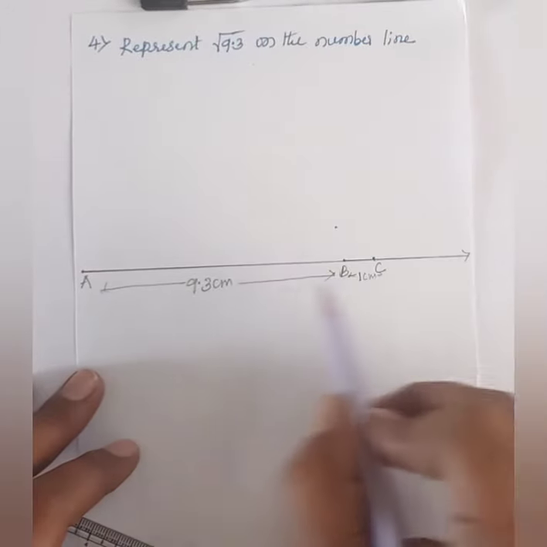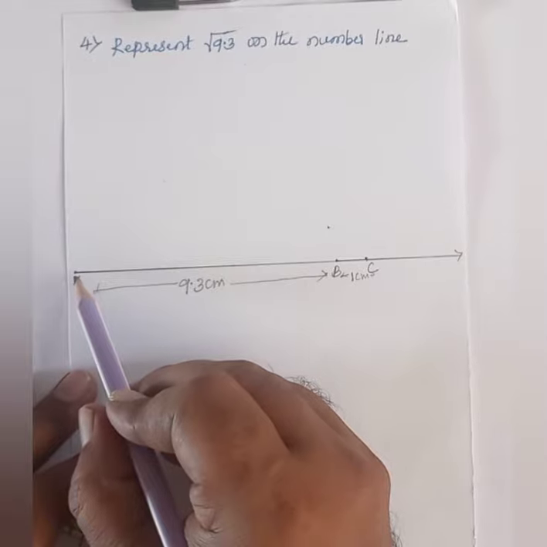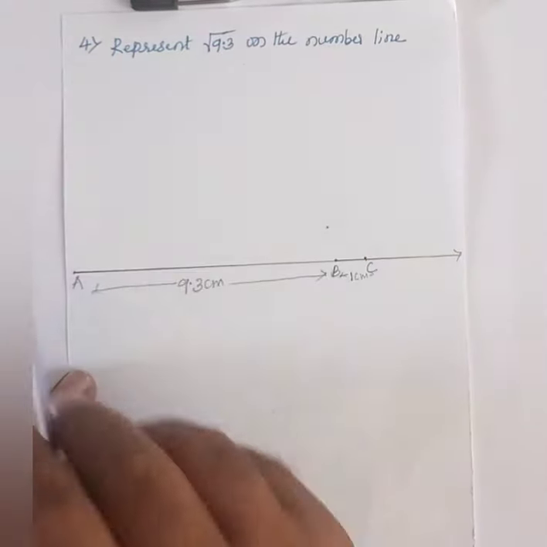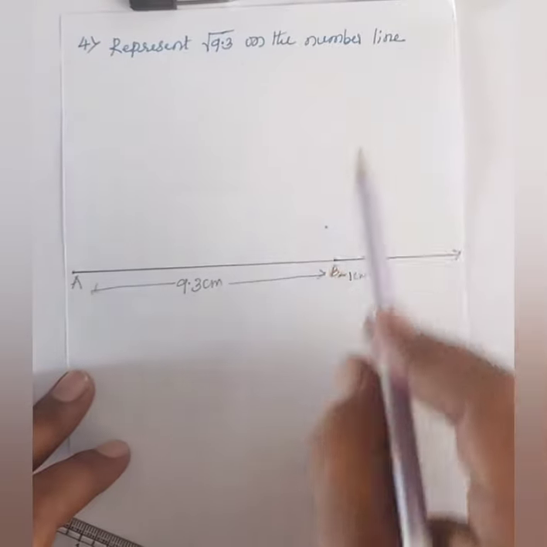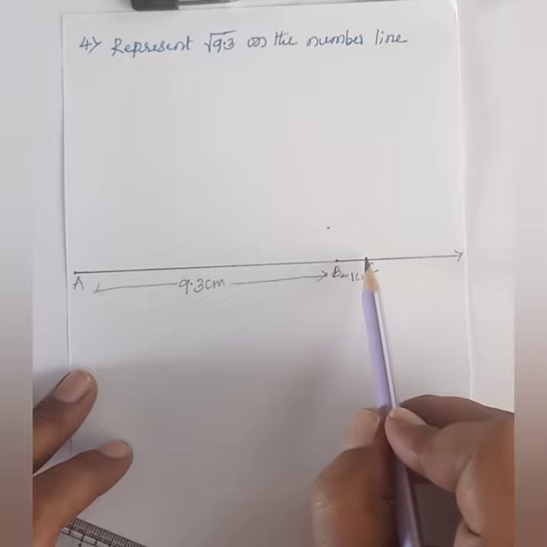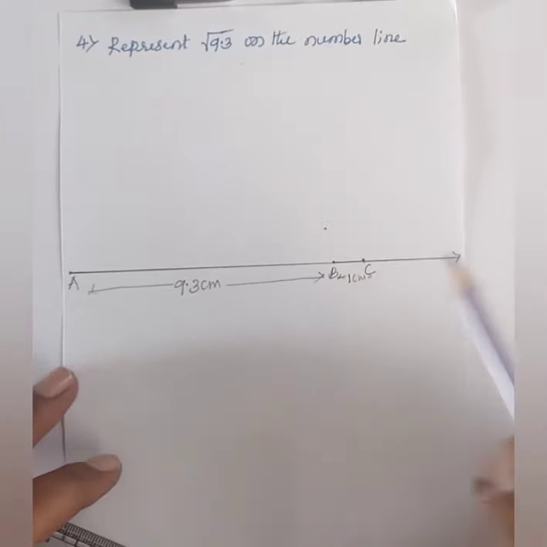Okay, so you have to draw a line. On this line choose one point A. From A to B 9.3 centimeter, because you have to represent square root of 9.3 on the number line. Next 1 centimeter you have to take, and mention this is C. BC is 1 centimeter.